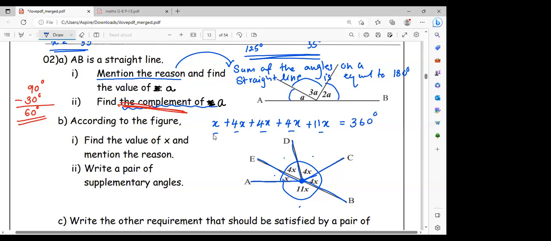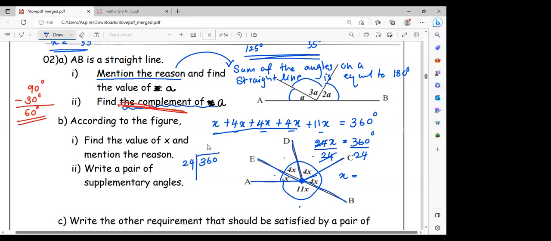So here it is 13x plus 24x equals 360. Okay. Then to find the answer for x, you have to divide by 24. Then x is equal to 360 divided by 24.